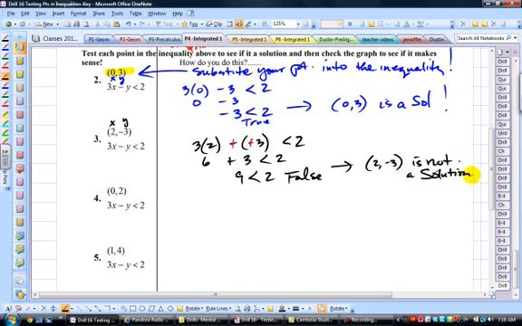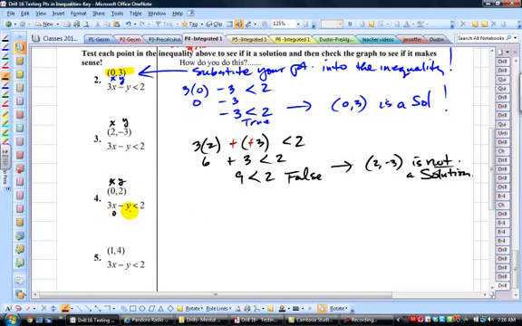So it's pretty simple, my friends. All you do is test the inequality. If it ends up in a true statement, then it tells you that the point is a solution. If you end up with a false statement, the point's not a solution. And there are only two possibilities here, so it's not that hard. All right, so here we go.